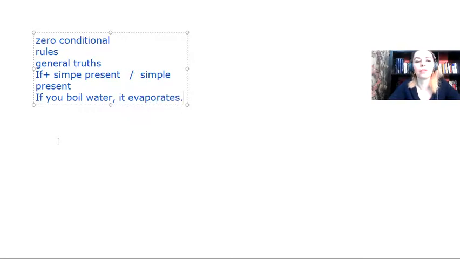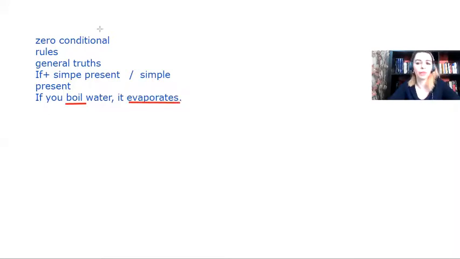Okay, so that's the if sentence. What we have in the if sentence is boil, simple present. Okay, like here. And then in the main clause, in the main sentence, we have it evaporates, which is also simple present. Okay, so that's the zero conditional. If you press the button, your phone turns on. If you press the button, it turns on. Okay, that's a rule again. So that's how we use the zero conditional.